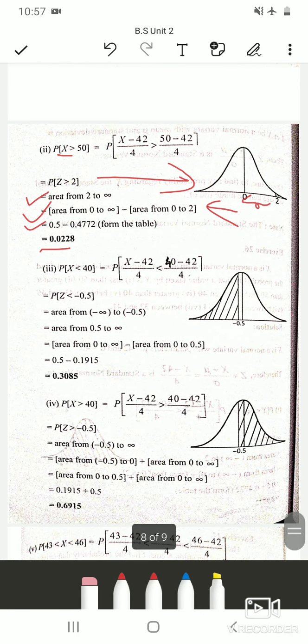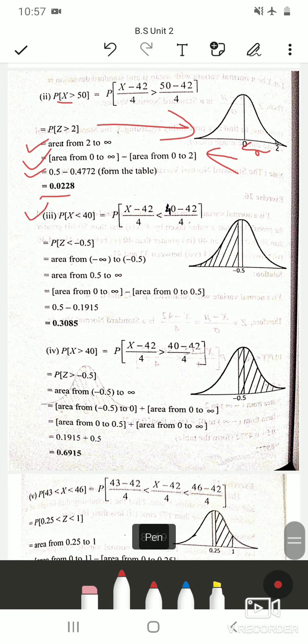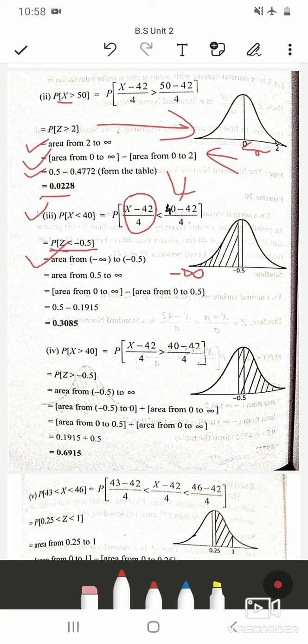So the third sub question was the probability of x less than 40. Again the same step. So here this is z. So probability of z, and 40 minus 42 is minus 2. So minus 2 divided by 4 is minus 0.5. So we got probability of z less than minus 0.5. So less than minus 0.5 means the area from minus infinity to minus 0.5. Whatever area you want, you have to shade.